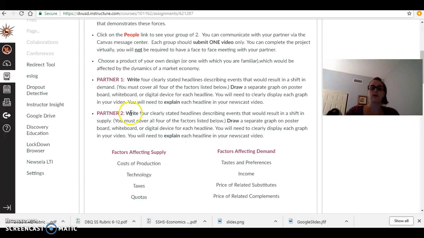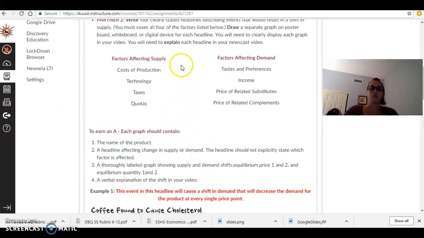Partner 2 will write 4 clearly stated headlines describing events that would result in a shift in supply. So, same things apply in terms of drawing the separate graphs and your explanations for all 4 of the factors. So, what are those factors? Hopefully you already know, but here they are for you just in case.